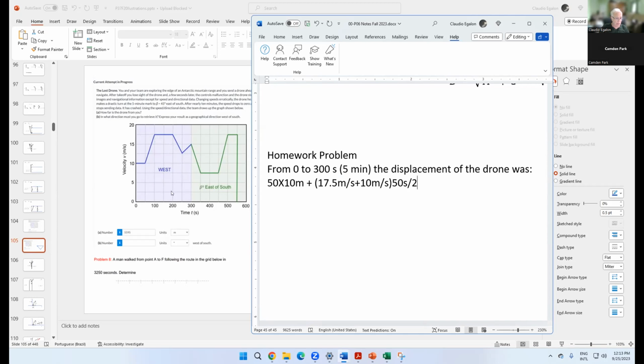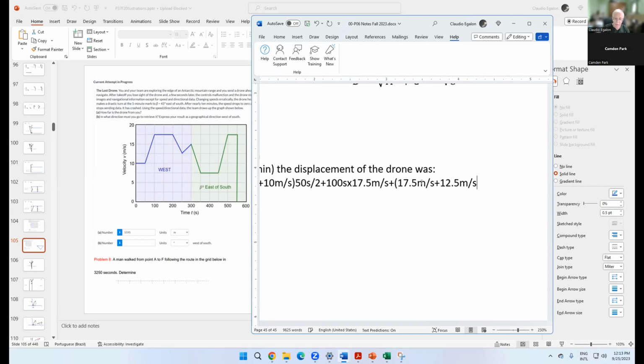Now this area is 100 seconds times 17 and a half meters per second. Plus, now this area here is different, right? That's going to be 17 and a half meters per second plus 12 and a half meters per second.